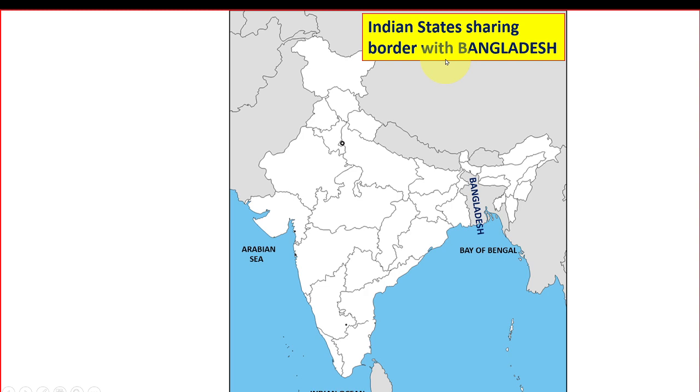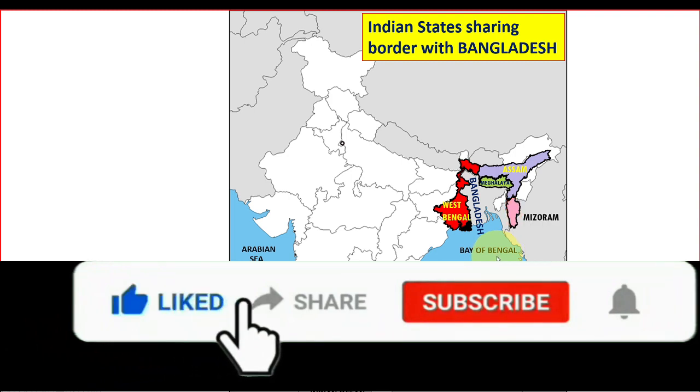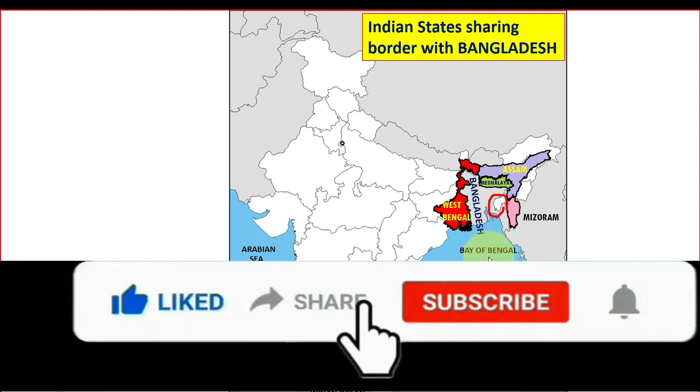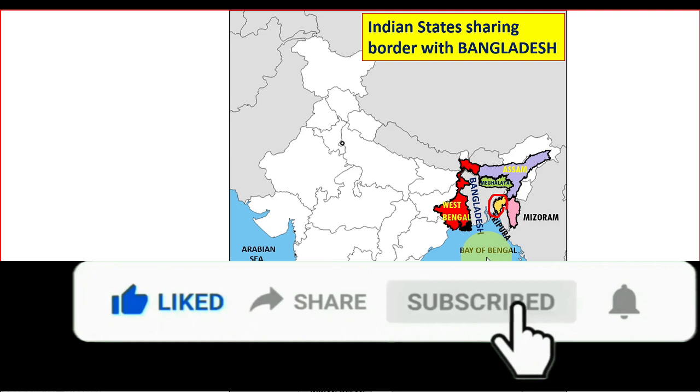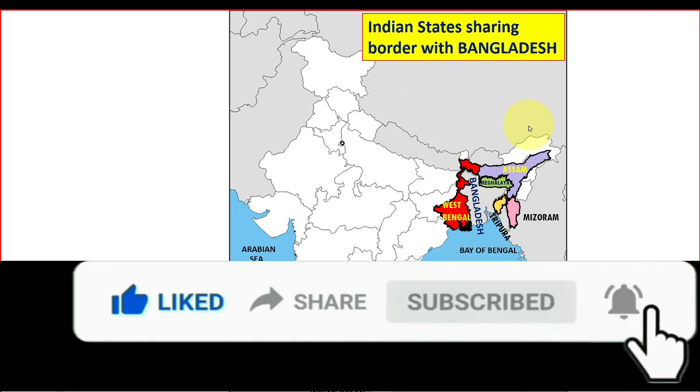Indian states sharing border with Bangladesh. The first one is West Bengal. Second one is Assam. Third is Meghalaya. Fourth is Mizoram. And fifth one is Tripura. So these 5 states share a border with Bangladesh.